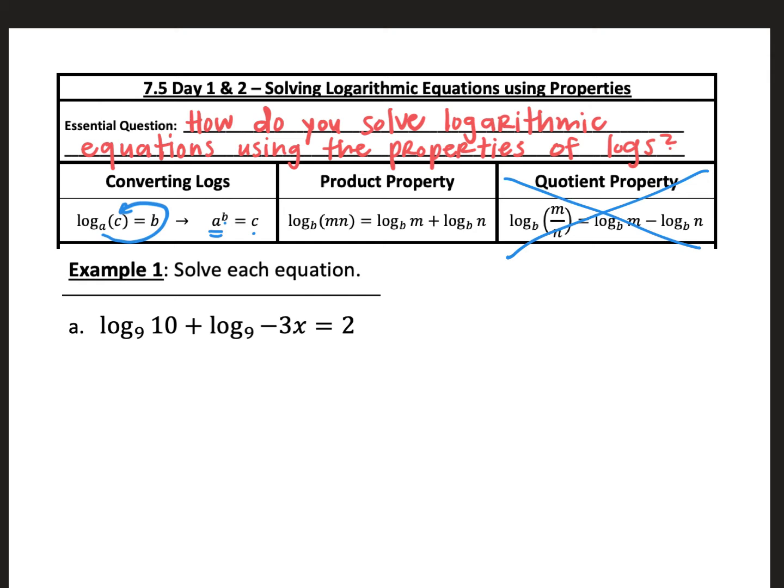Log base B of m times n equals log base B of m plus log base B of n. Basically, if your 2 logs are being added together, you can combine them in your parentheses using multiplication.